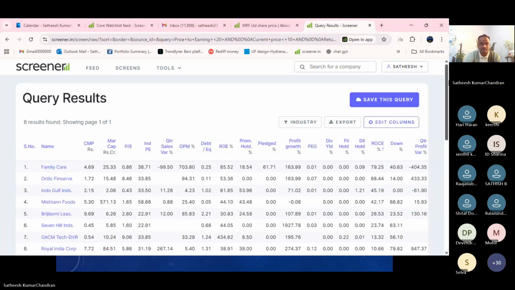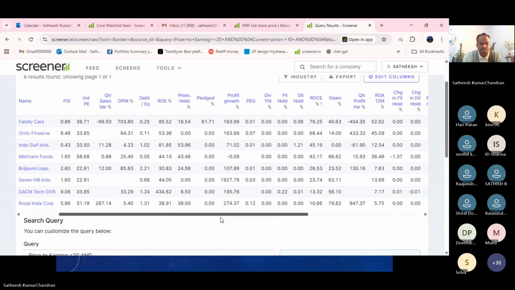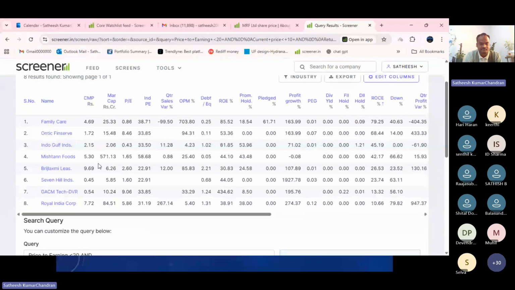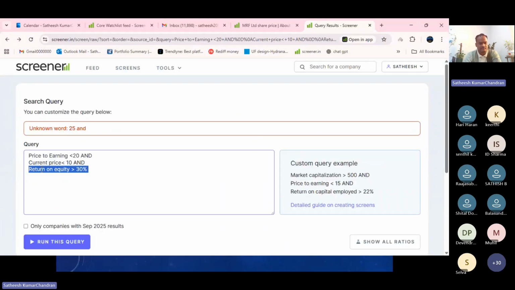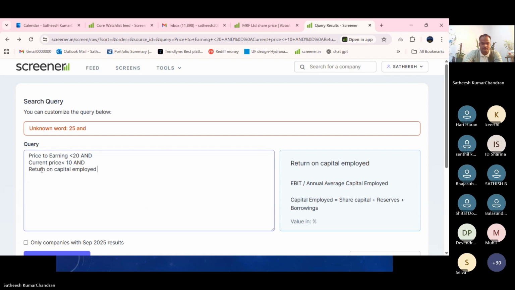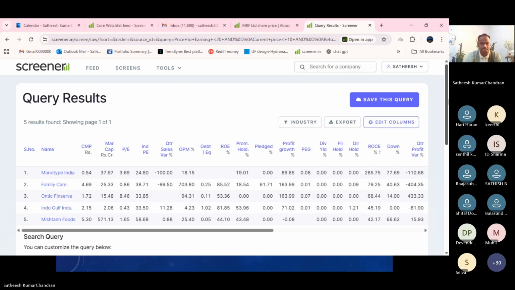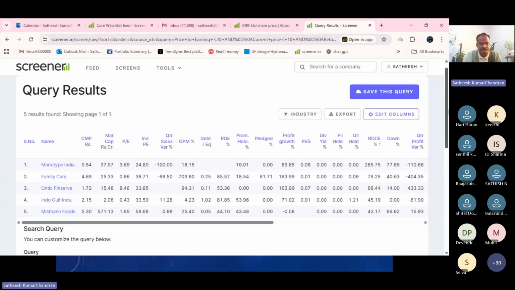Okay. So this is a percentage now. We can select the stocks according to our screener. Like we want ROC greater than, so like that we can select the screen, and we can even edit and save it also.